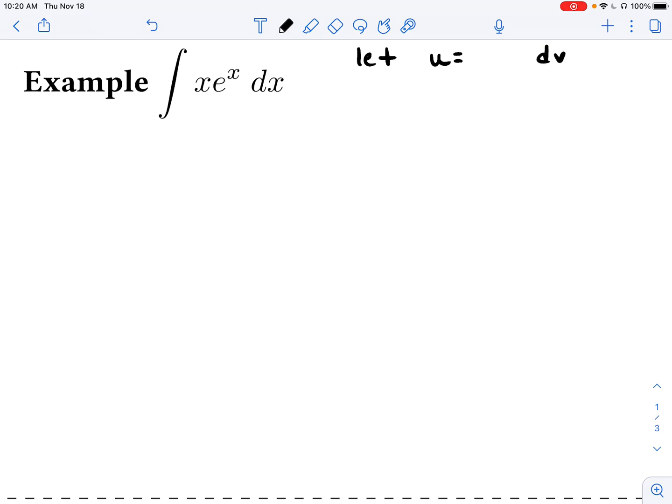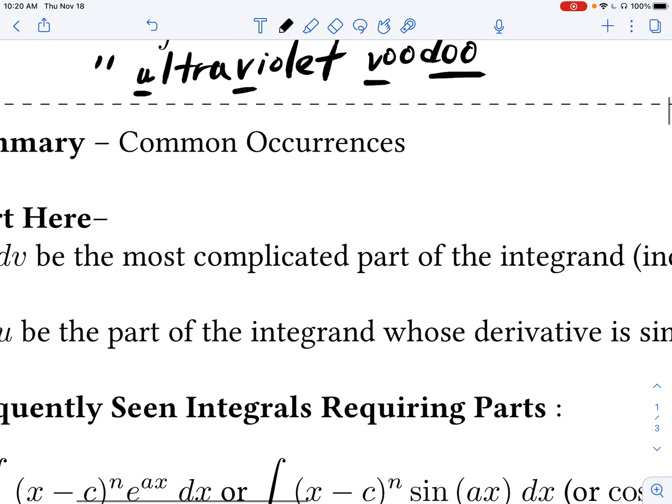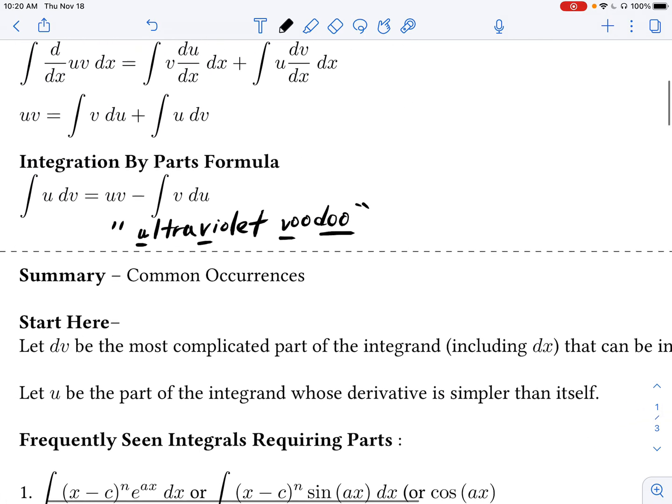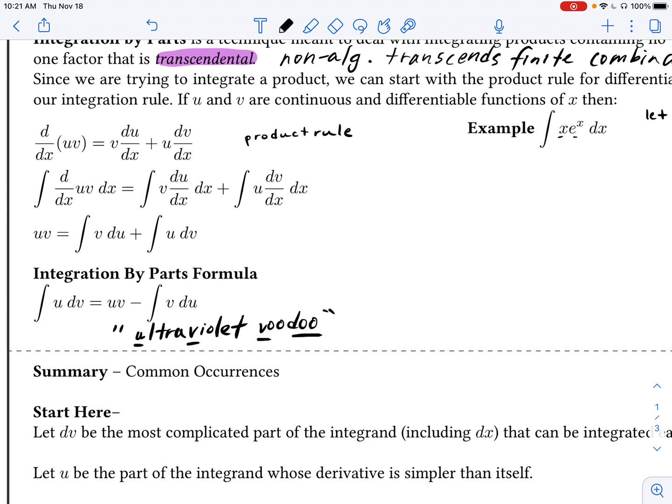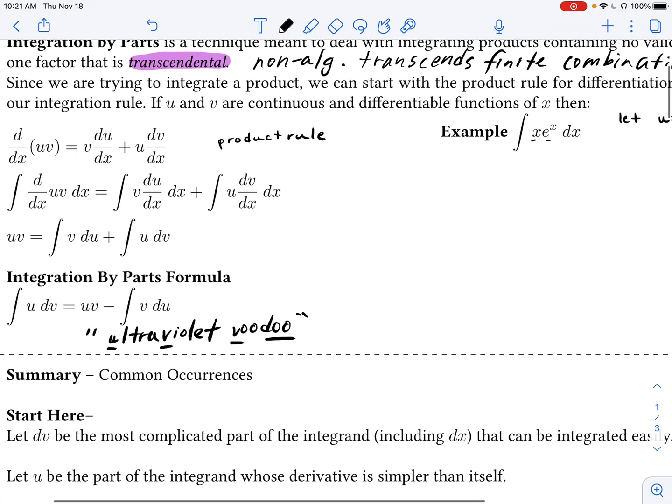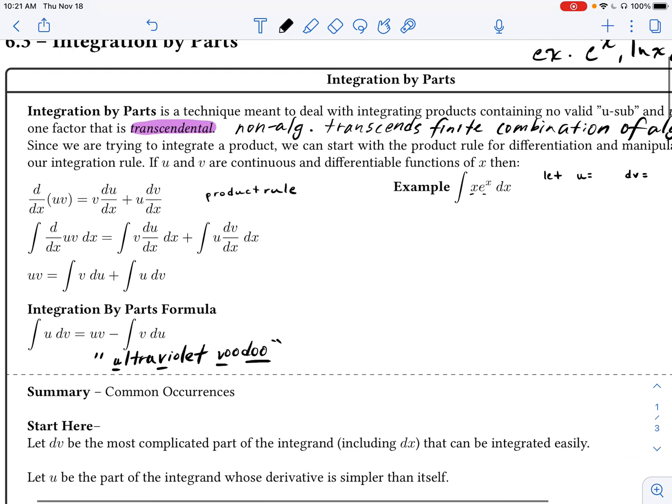And dv be equal to what? Now, to help guide us into deciding which of these parts each variable is going to represent, as some quick guidance here, I typically recommend to let dv be the more complicated part of the integrand that can be easily integrated, and that's often the more important rule.